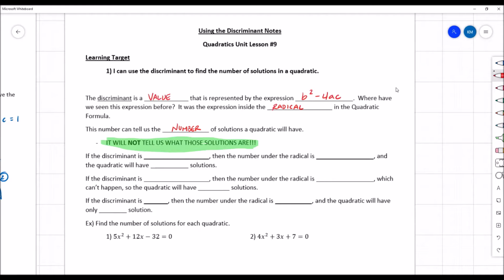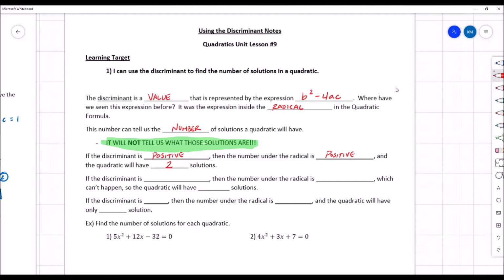Okay, so we'll have seen that hopefully as we've been doing the quadratic formula already, but we're just going to bring that here because if we look at this, we can answer questions a little differently, right? We can answer yes or no questions, or is it possible questions. If the discriminant is positive, then the number under the radical is positive, and a quadratic will have two solutions.